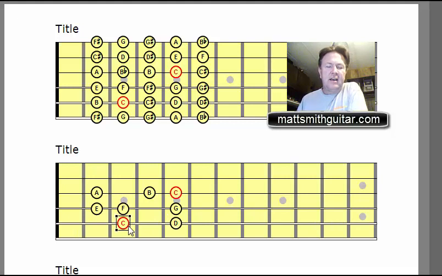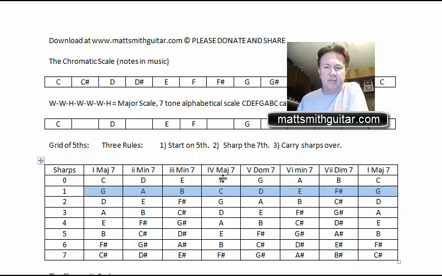So what my grid is telling us to do, well, it's not my grid, it's music theory, but it's my grid of the fourths and fifths. It's just a circle of fifths. So I just like to put it in a grid. The key of C has no sharps or flats.